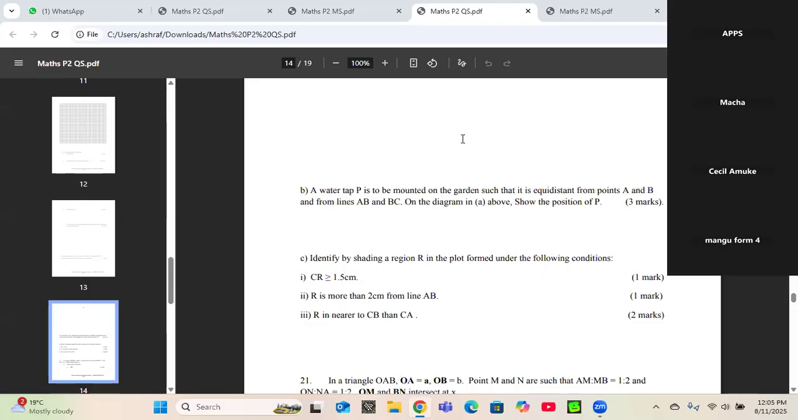Cecil: You bisect angle ABC. We bisect the angle at B. Good. So we bisect angle ABC. So where the two loci meet, that is our point P.